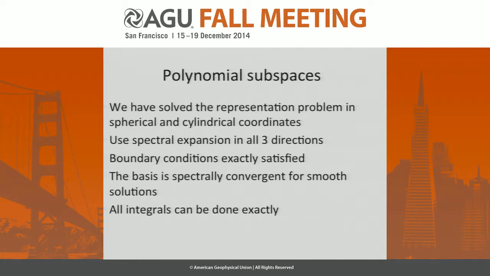We use the spectral expansion in all three directions. We're working in a whole sphere here. The boundary conditions are exactly satisfied. In fact, we use a Galerkin technique for that. And the basis is spectrally convergent for smooth solutions. And the key thing is that all the integrals can be done exactly, in particular these integrals over cylinders that we need.